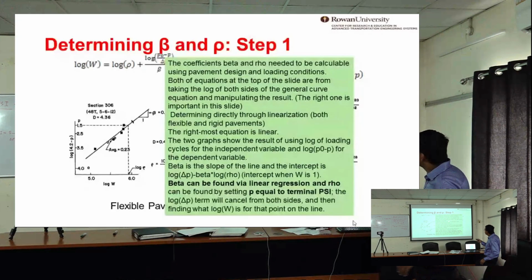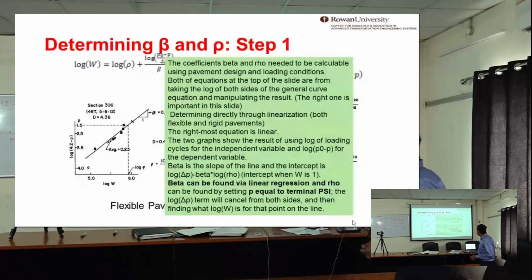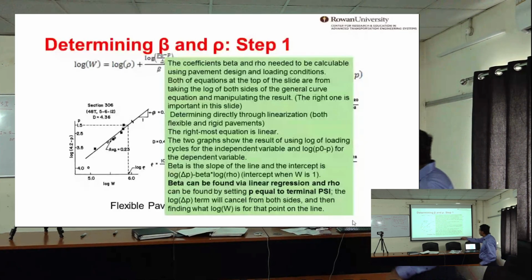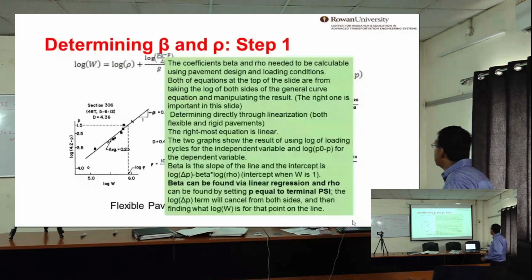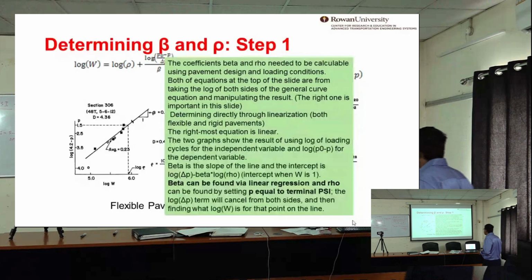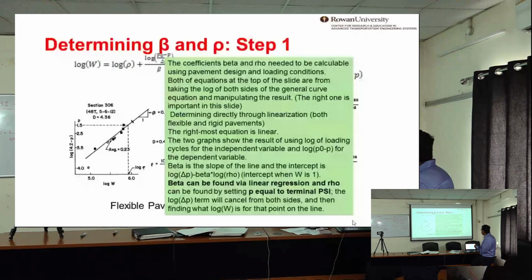The coefficients beta and rho needed to be calculated using pavement design and loading conditions. Both of the equations on the slides are from taking log of both sides. You have the log of 4.2 minus P and log of W. The right one is important in this slide. Determining directly through linearization, when you do log scale, it turns out to be a linear curve. The two graphs show the result of using log of loading and log of P as variables, so log of P0 minus P and log of W. Beta is the slope of the line.